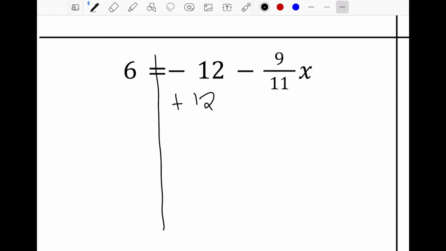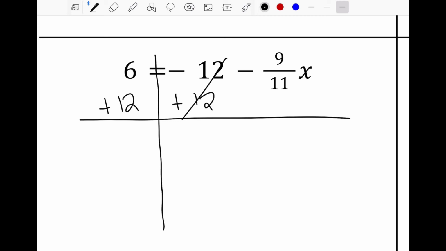So I'm going to add 12. What I do to one side, I do to the other. So when I do that, negative 12 plus 12 is 0, so it goes away. 6 plus 12 makes 18. Bring 18 down. Didn't use the negative 9 over 11x, so it comes down.